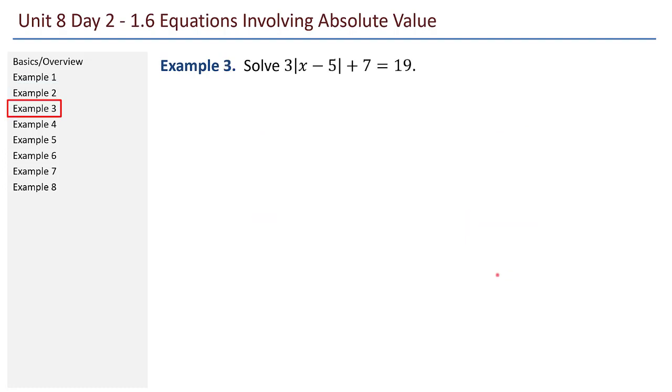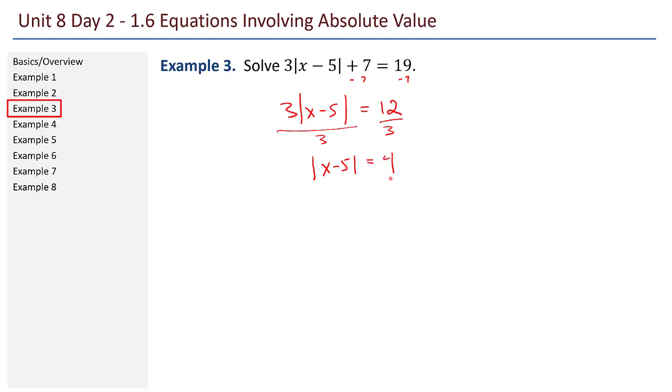Example 3. Solve 3 times the absolute value of x minus 5, plus 7 equals 19. There's a little bit of work we need to do before dropping the absolute value. In all of my previous examples, the absolute value has stood on its own on one side of the equation. I need to get it that way. I need to isolate the absolute value. So first, let's solve this equation so that the absolute value is by itself. We'll subtract 7 from both sides. 3 times the absolute value of x minus 5 equals 12. Then I'll divide both sides by 3. And I get the absolute value of x minus 5 equals 4.